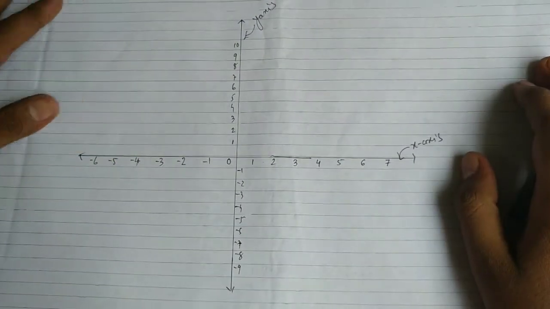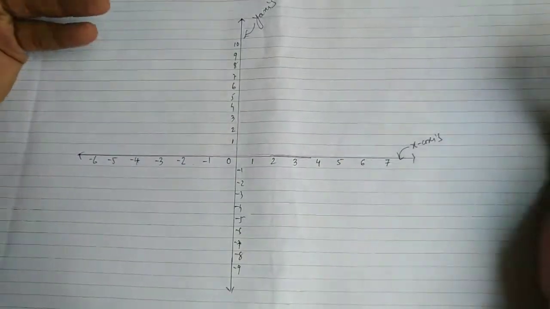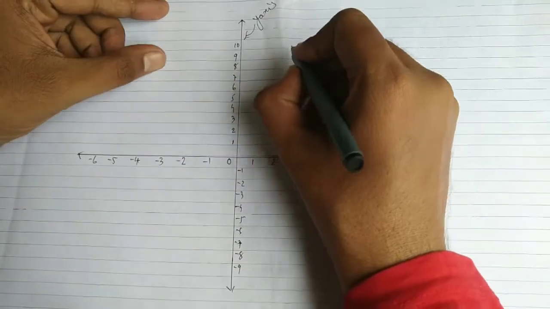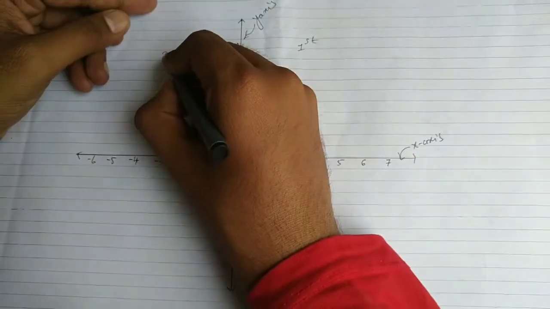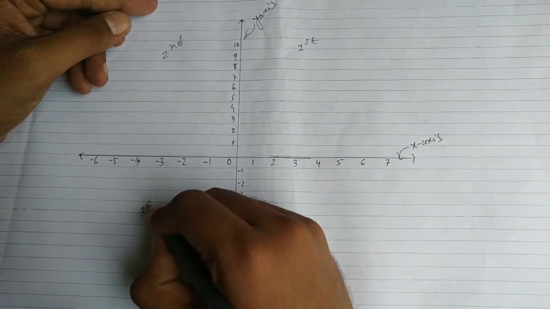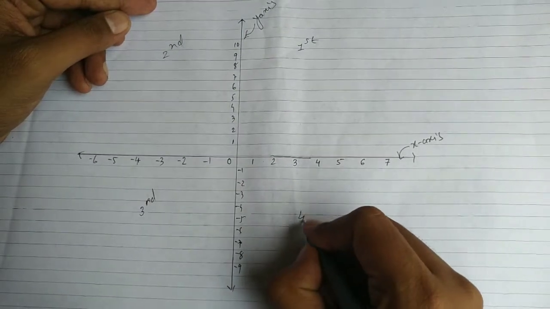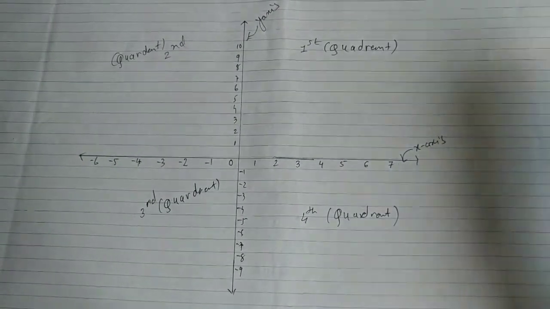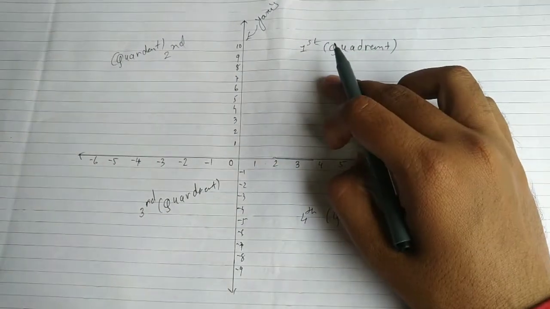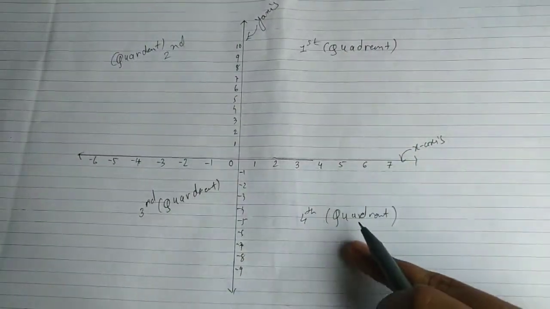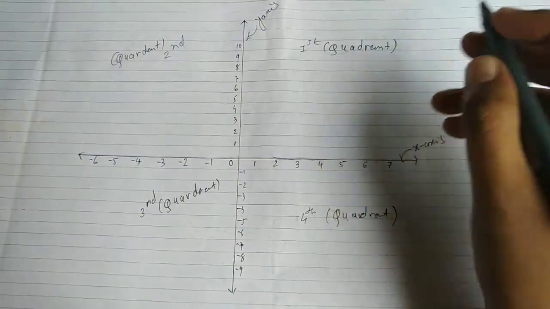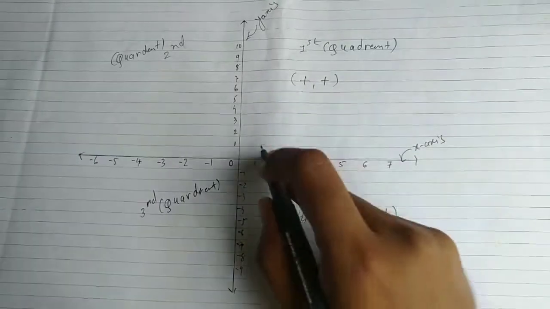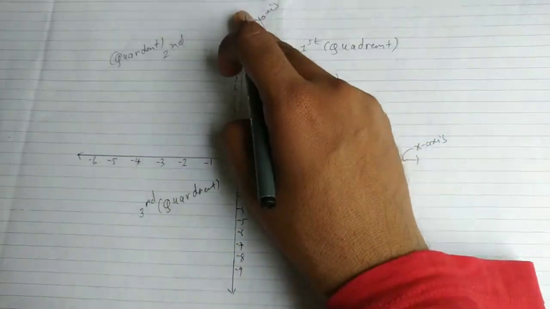Now we have to consider the four quadrants. Here is the first quadrant, here is the second quadrant, here is the third quadrant, and here is the fourth quadrant. In the first quadrant, both are positive: the x-axis is positive and the y-axis is positive.